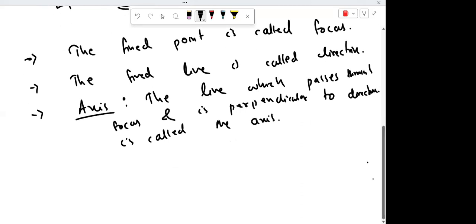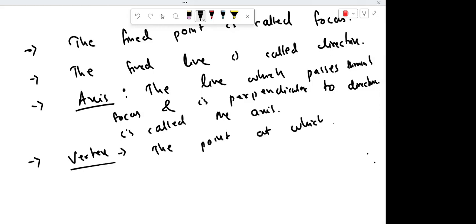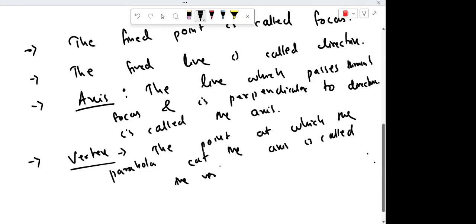I'll explain all of the new things, don't worry. There is a thing called vertex also. The point at which the parabola cuts the axis is called the vertex. Okay, note it down.